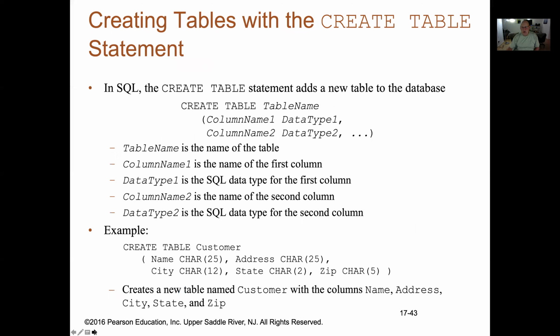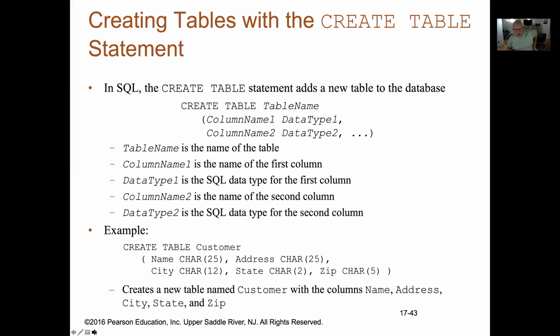So, creating tables with a create table statement. This is how you create tables. Table name is the name of the table. Column name 1 is the name of the first column. Data type 1 is the SQL data type for the first column. Column name 2 is the name of the second column. Data type 2 is the SQL data type for the second column. We're basically creating a table right now, and then we're going to insert some data into it.